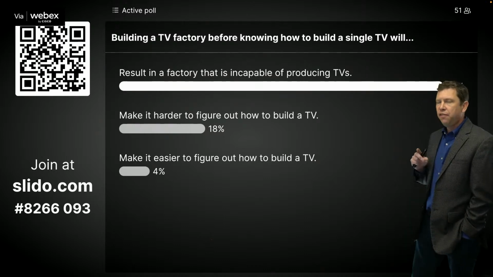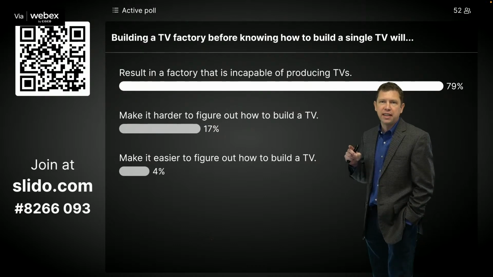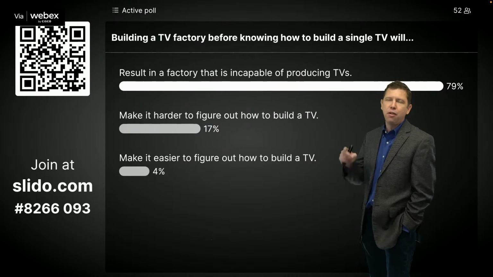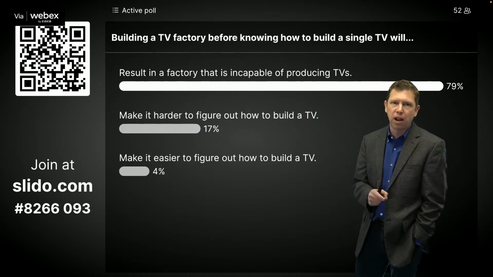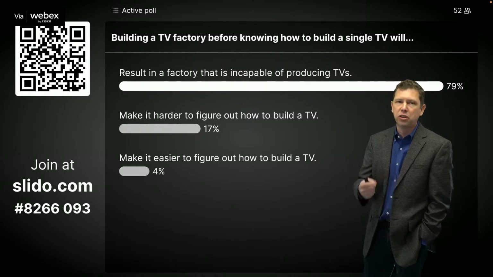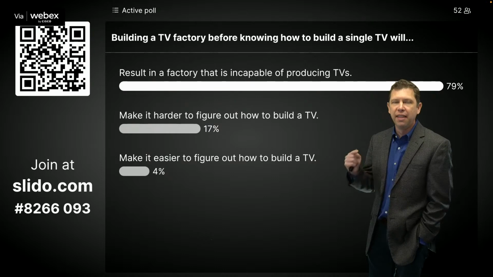In fact, if you haven't even built a single TV, the chances of building a factory that is capable of producing TVs is probably pretty slim, unless you somehow figure out how to build TVs as part of the process. It's very likely you'll end up building a lot of stuff to produce TVs based on an incorrect knowledge of how TVs are built, and then find out, oh, that's not what we need.